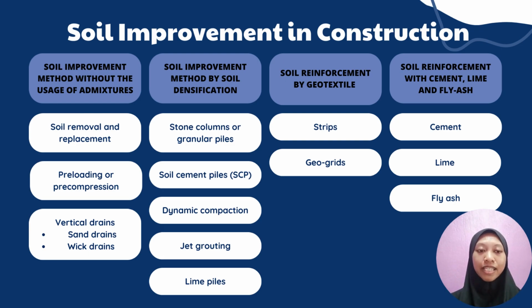The next method is soil reinforcement by geotextile. The geotextile is available in strips or as geogrids to support the soil. And the last one is soil reinforcement with cement, lime, and fly ash. This approach is based on enhancing the binding between soil particles using cement, lime, and fly ash. The addition of lime to clay soil may raise its unconfined shear strength. The cement most likely has a favorable influence on the shear strength of the soil, and the application of fly ash enhances the soil in terms of shear strength.